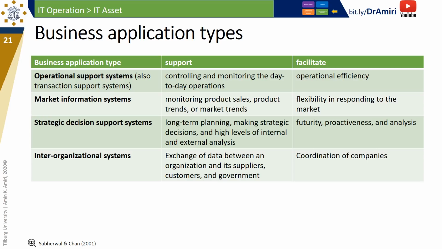The fourth type of business applications are inter-organizational systems. They allow exchanging data between an organization and the entities in the environment, such as suppliers, customers, governments. So they facilitate coordination of several companies or several organizations.